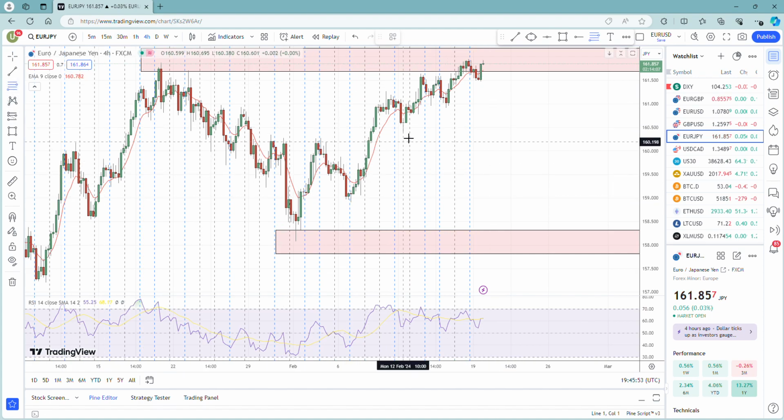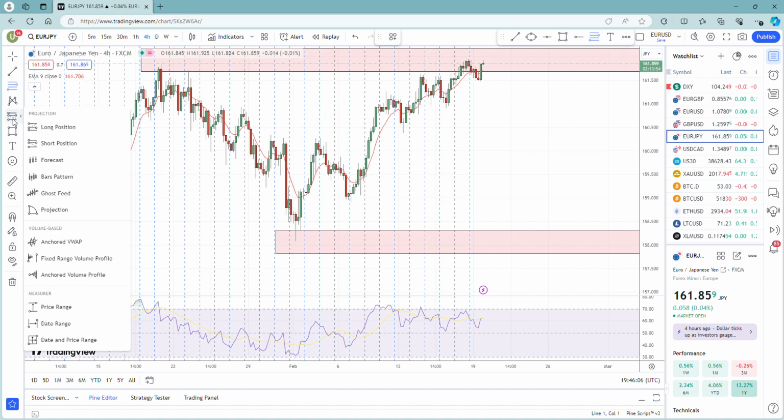Remember, I'm just repeating the process. It's made a lower low. Remember, you follow the price. What is a lower low? What is a higher low? It's where price moves from bullish to bearish. So this lower low is formed because price moved from bullish to bearish. You can see that here.